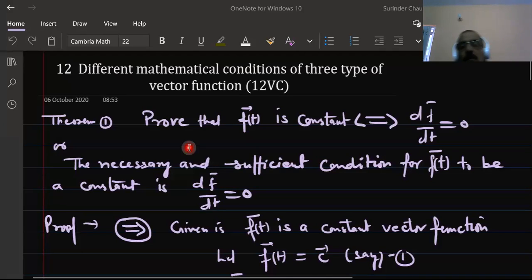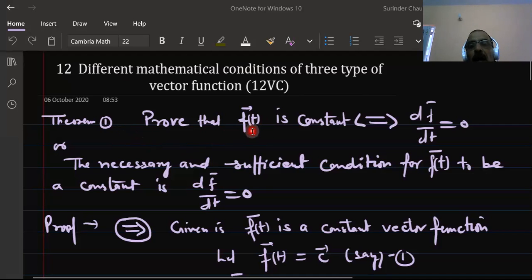Hello students, in the previous lecture we had discussed the types of vector functions. One is the constant vector function, the other is the vector function with constant magnitude, and the third is the vector function with constant direction. Now we'll derive results based on these three types of vector functions.